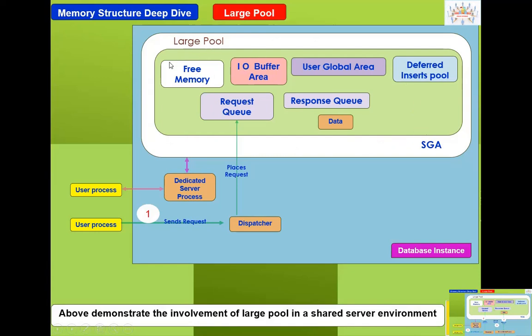If we haven't defined a large pool in a shared server environment, it is going to use the shared pool, which is not a best practice. So in a shared server environment, it is highly recommended to configure the large pool. The dispatcher will place the request on the request queue, just another memory area, in order of arrival, first in, first out. It will store the request. That's step number 2.